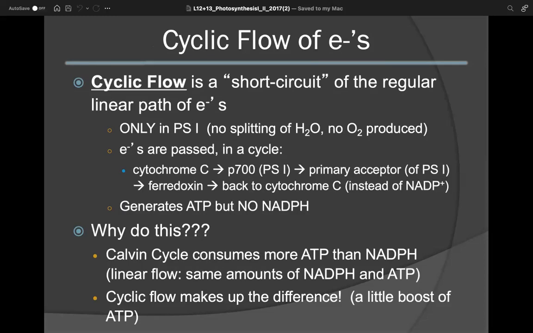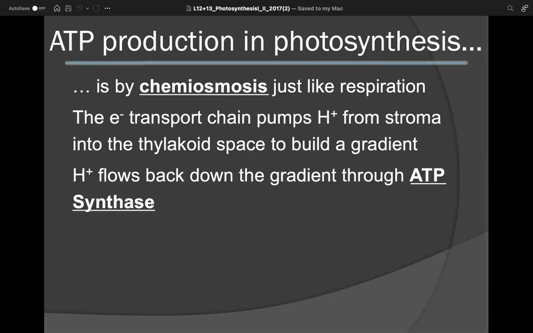Okay, so ATP production in photosynthesis is by chemiosmosis. Just like in respiration, the electron transport chain pumps hydrogen from the stroma into the thylakoid space to build a gradient. Hydrogen flows back down the gradient through the ATP synthase. So this is exactly like what happens in cellular respiration with the ATP synthase and that gradient pump. We called it oxidative phosphorylation in cellular respiration, but very, very similar.